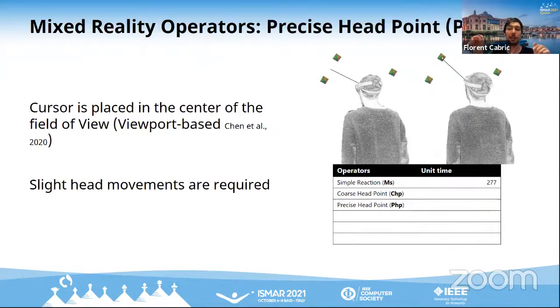Once the content is displayed inside the field of view of the HMD, to select one item, the user needs to point at this item with a cursor. In most HMDs now, the cursor is placed in the center of the field of view. This action requires slight head movement to move the cursor from one target to another. These movements are modeled in our KLM with a precise head point operator.